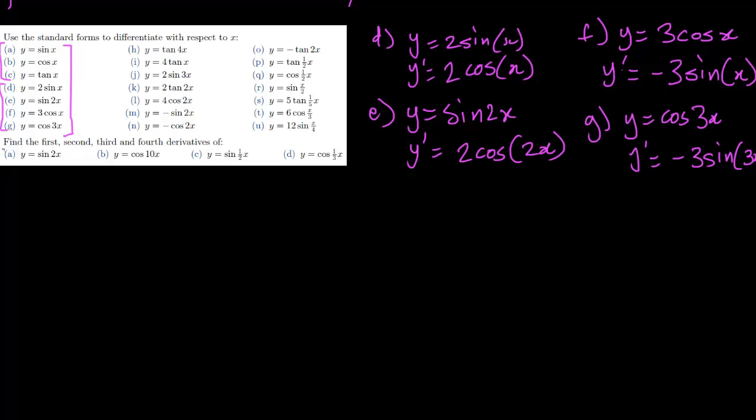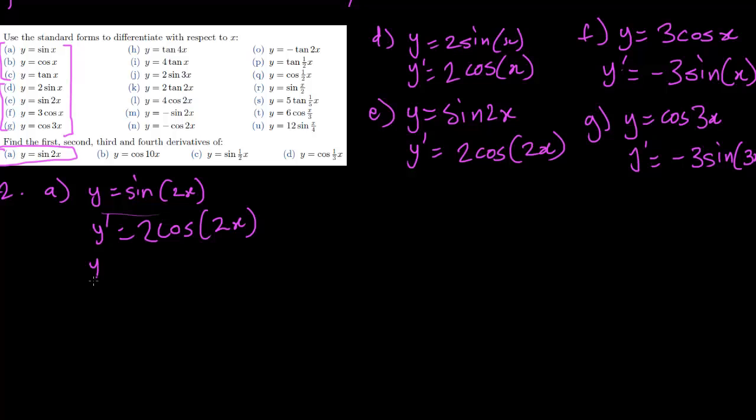So I will now go through A as part of question 2. In question 2 for A we have y equals sine 2x. It's asking us to find the first, second, third, and fourth derivatives of this function. So we'll just do that now. For the first derivative, y dash, we'd get 2 cos 2x. For the next one, y double dash, we would get negative 4 sine 2x.